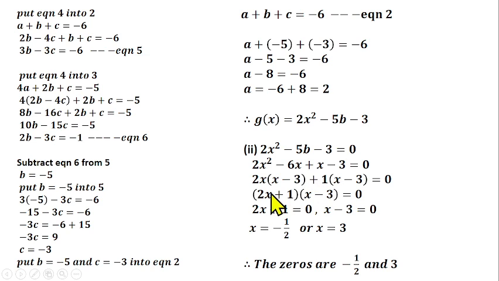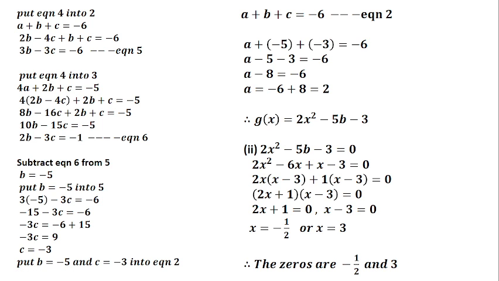Bring this and this together, you have 2s plus 1 into s minus 3 equals 0. Then 2s plus 1 is equal to 0, and s minus 3 equals 0 as well. From there, you can find your s to be equal to minus half, or s is equal to 3. So the zeros are minus half and 3. So that's the end of question number 10a.